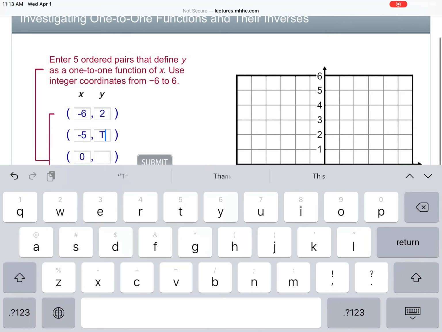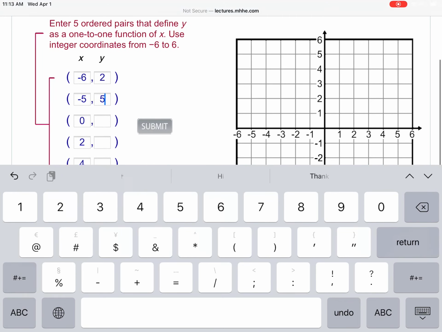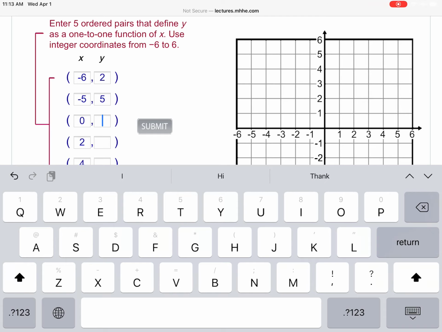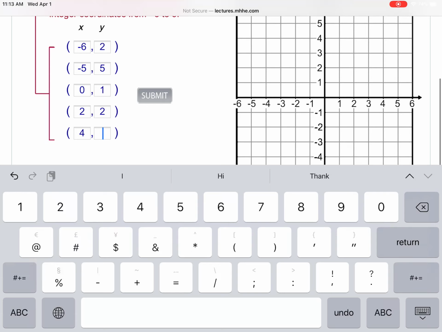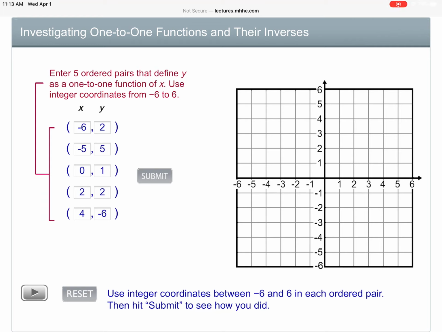Let me pick some random y values, anything between -6 and 6. Let me just do 2, 5. Oh, not t. It should be a number. 5, 1. Maybe like another 2. And then I'll do -6.